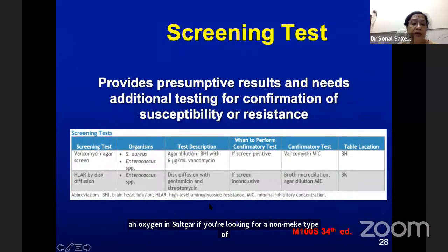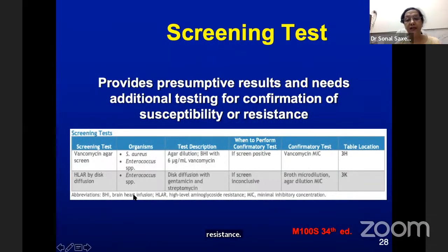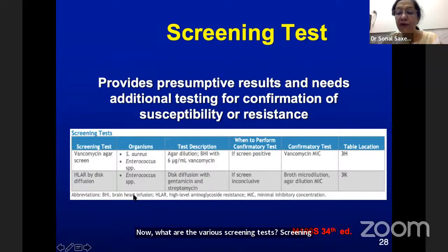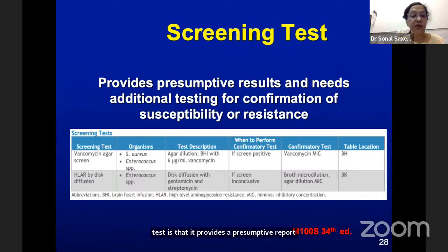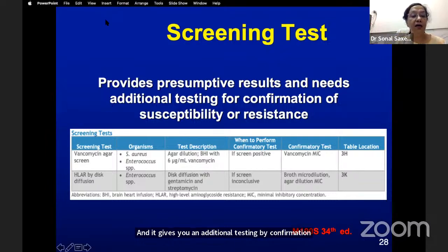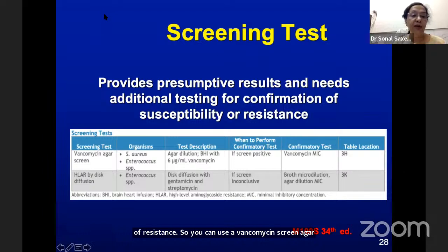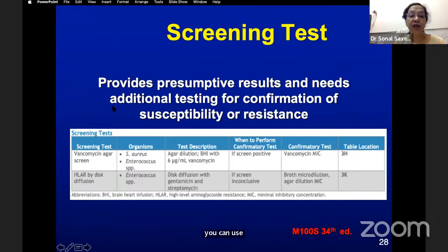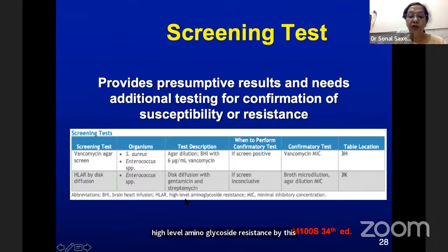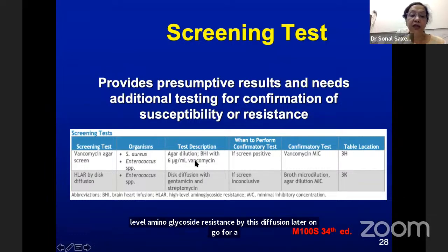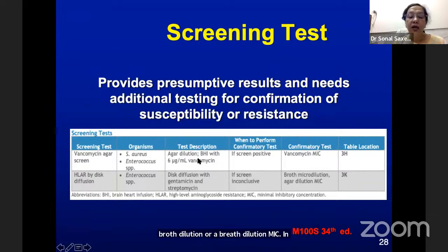Now, what are the various screening tests? A screening test provides a presumptive report and gives you additional testing for confirmation of resistance. So you can use a vancomycin screen agar, you can use high level aminoglycoside resistance by diffusion. Later on, go for a broth dilution or a broth dilution MIC. In agar dilution, always remember that you will miss certain isolates when you use vancomycin agar screen. You can use it for GPCs like Staph and Enterococcus.